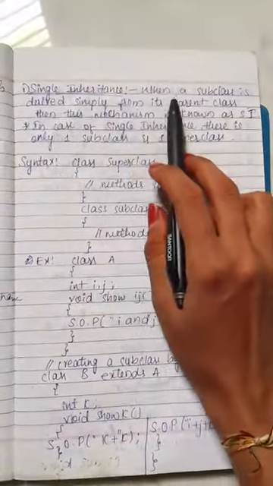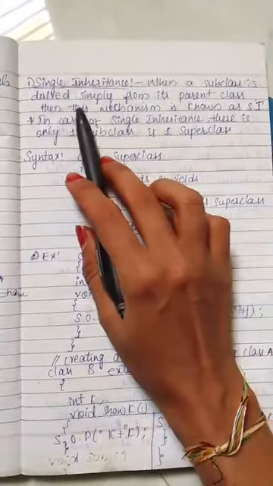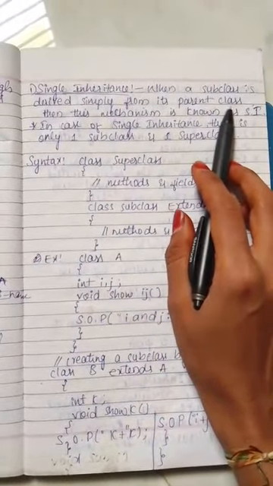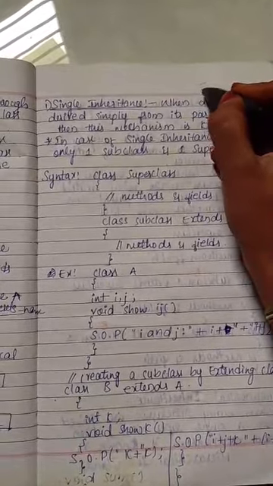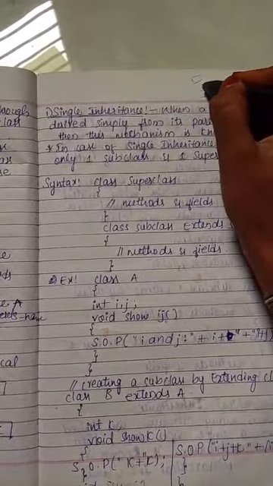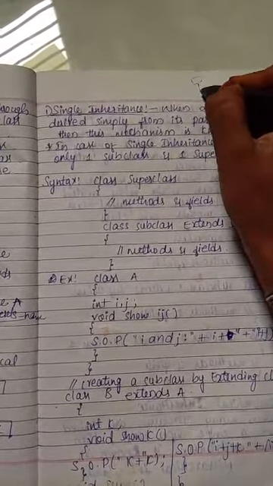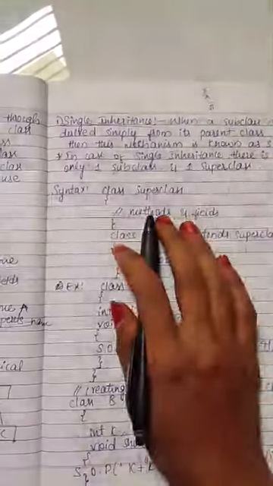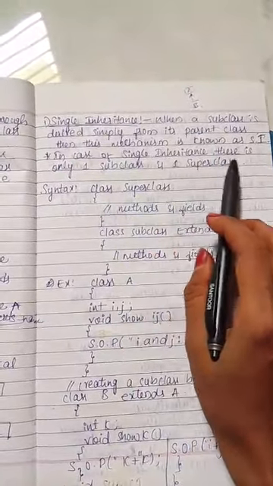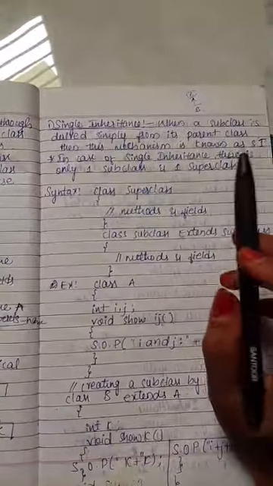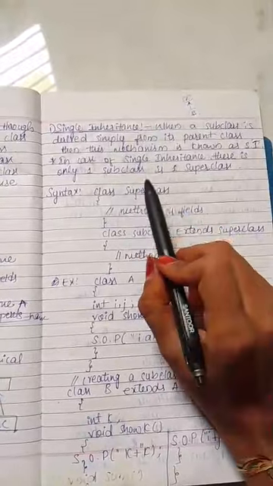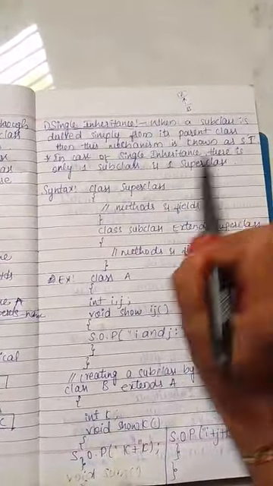Single inheritance means when a subclass is derived simply from its parent class, then this mechanism is known as single inheritance. Means one subclass is inherited from one superclass. That is single inheritance, A, B. I told you already, in case of single inheritance, there is only one subclass and only one superclass.